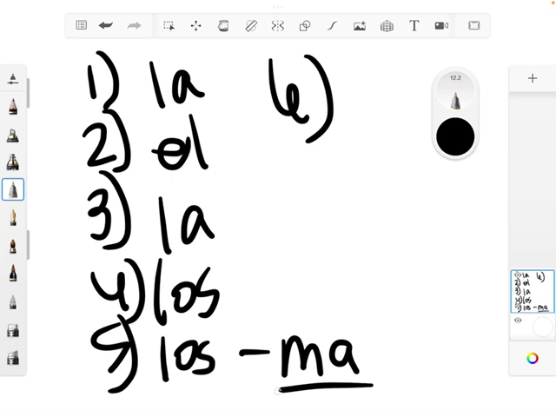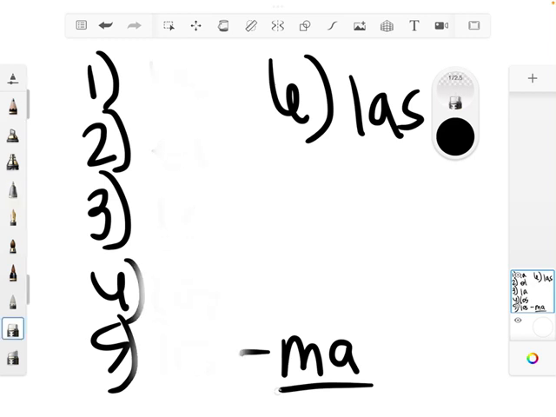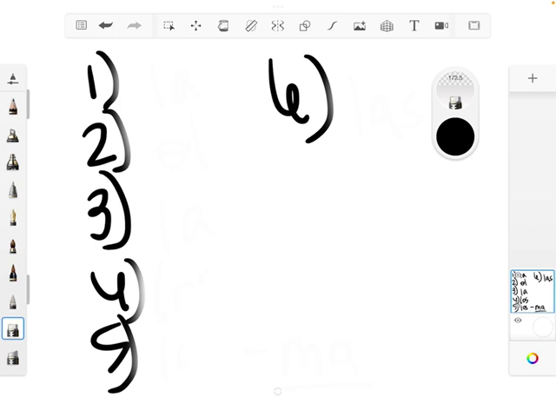Okay, and then finally, las mujeres. Mujeres are women, so that's going to be feminine. Let's see. Okay, so let's erase this really quickly. All right, so then we have the next set.